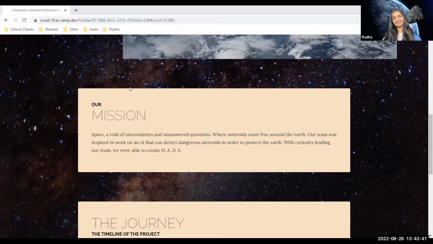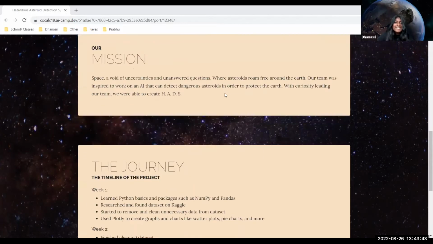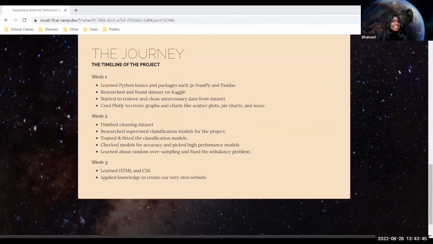Thank you so much for that amazing introduction, Radha. Okay, so I'm going to start us off by talking about the timeline of the project. In week 1, we learned Python basics and packages such as NumPy and Pandas. Then we researched and found a data set in Kaggle, which we cleaned, removing any unnecessary data. Then we used Plotly to create graphs and charts like scatter plots, pie charts, and more.